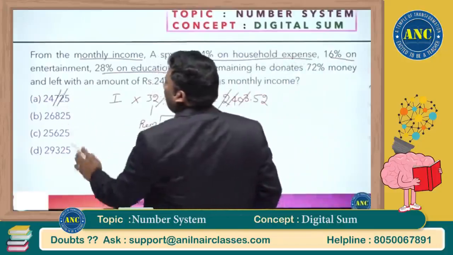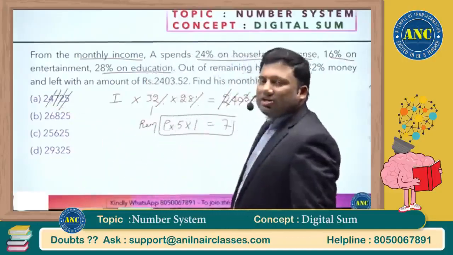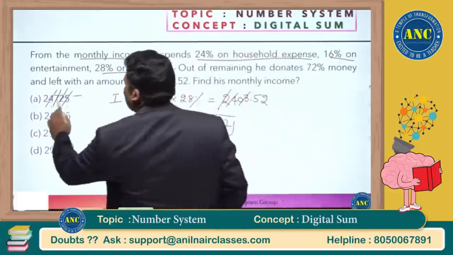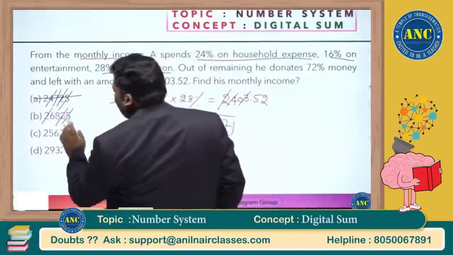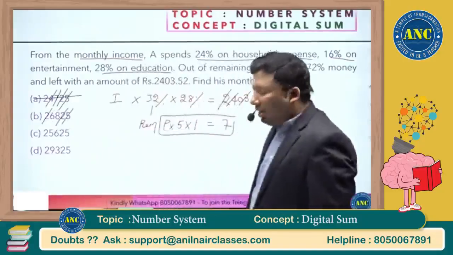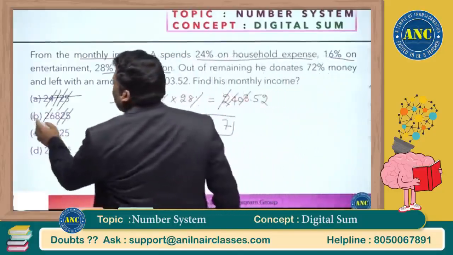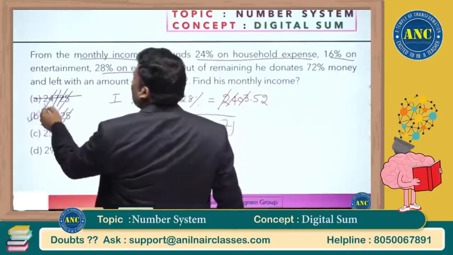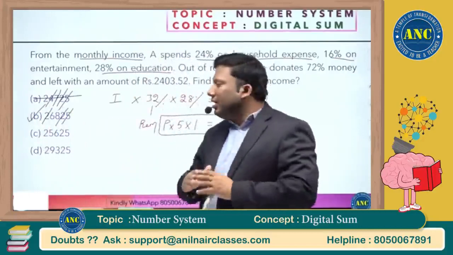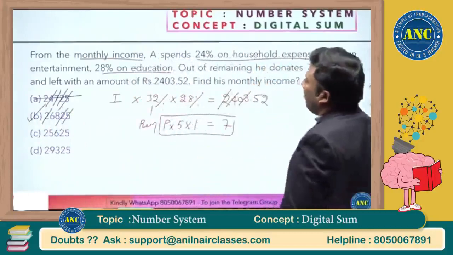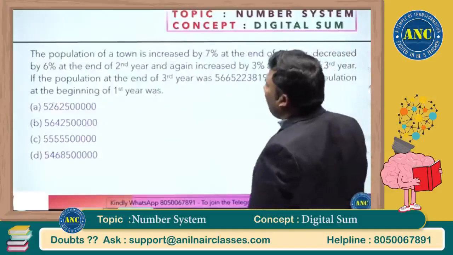7 plus 2, 9 out. 5 plus 4, 9 out. 2 5s are 10. 10 it is 1, but I require 7. No. 2 plus 5 plus 2, out. 6 plus 8, 14. 14 is 5. 5 5s are 25. 2 plus 5, 7. Everything can be solved. You can just say that a few answer options are incorrect by using digital sum. The idea is to give you a glimpse of various questions.